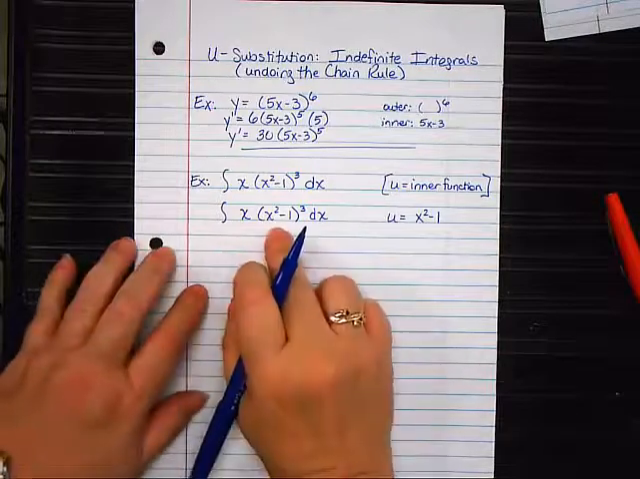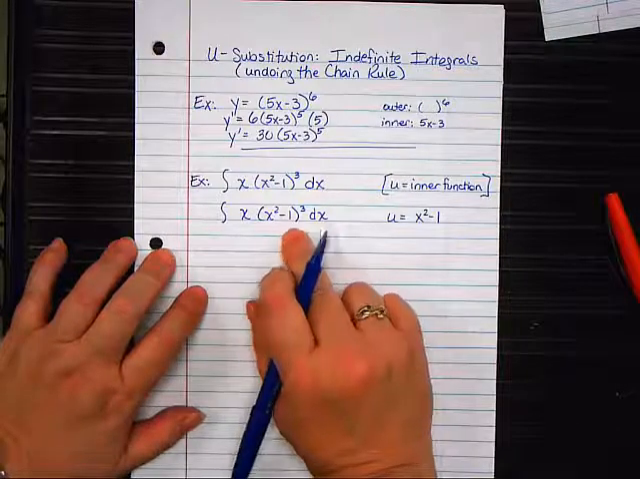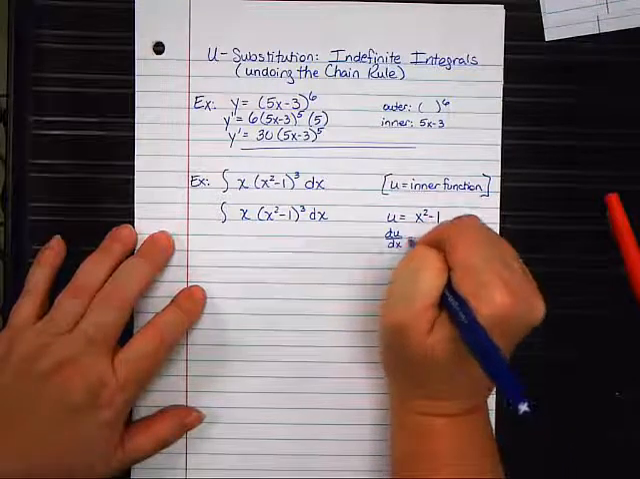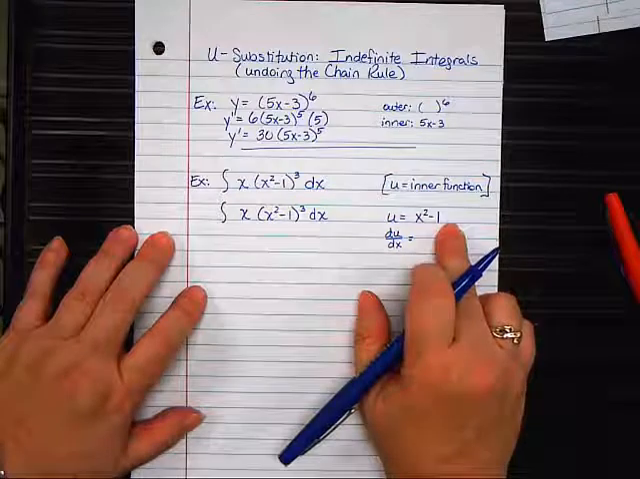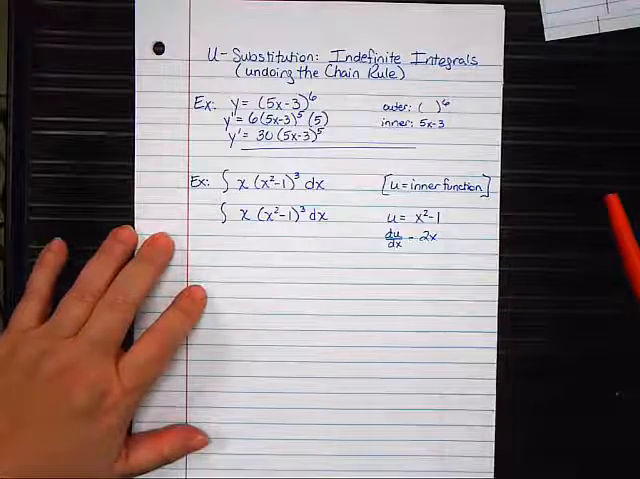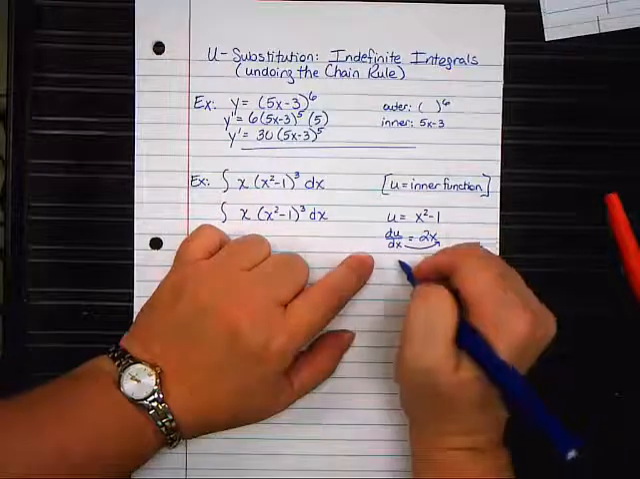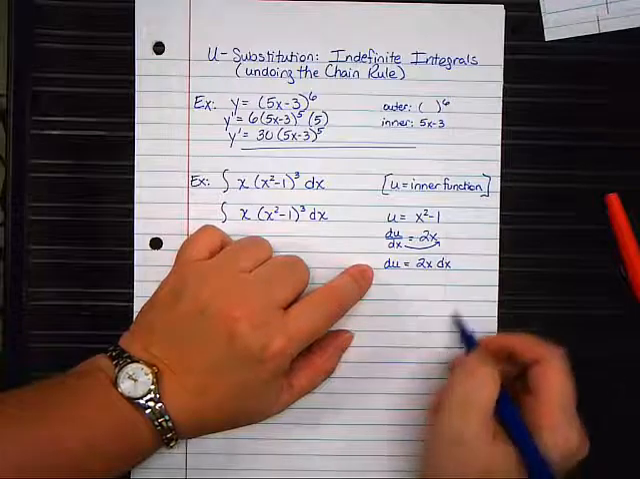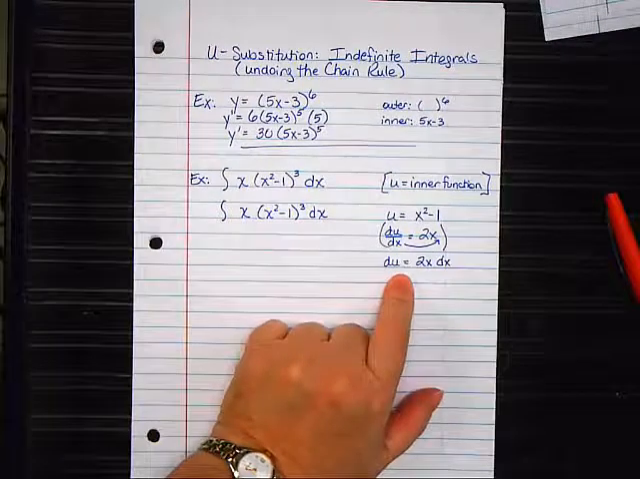Okay? Now, if we're going to change this to a u, this cannot say dx anymore. It's got to say du instead. It's got to match letters. So we're going to take the derivative of both sides and write it this way: du/dx equals, the derivative of u is du/dx. What's the derivative of x squared minus 1? 2x. Agreed? Okay. Now I'm going to move this du over here and write it this way: du equals 2x times dx. I want you to put that step above it in parentheses, because we're never going to write that. We're going to go straight to the du format. Okay?